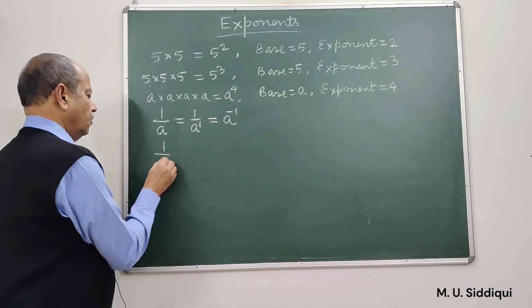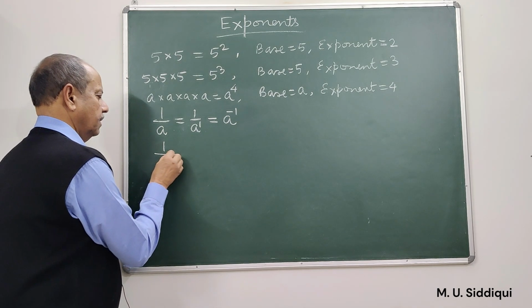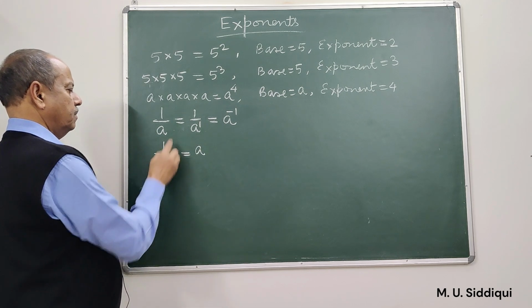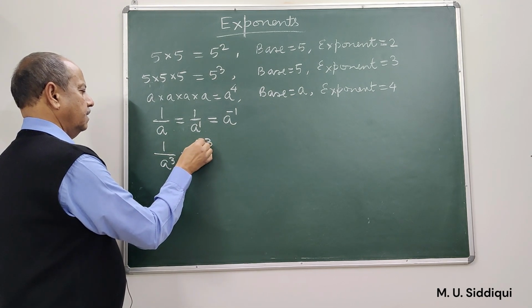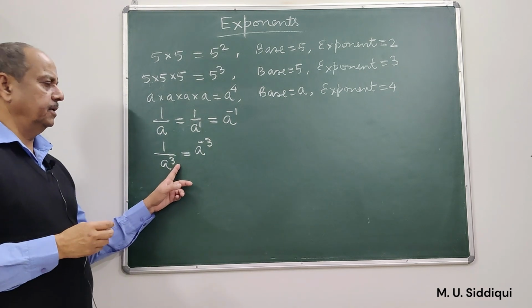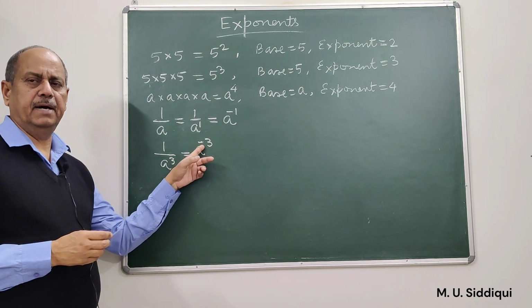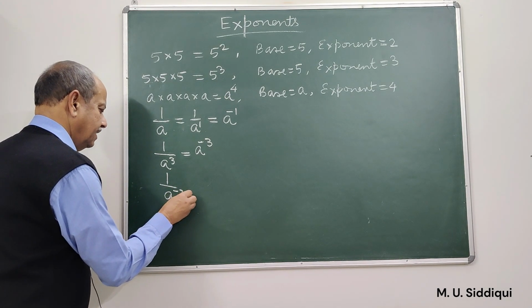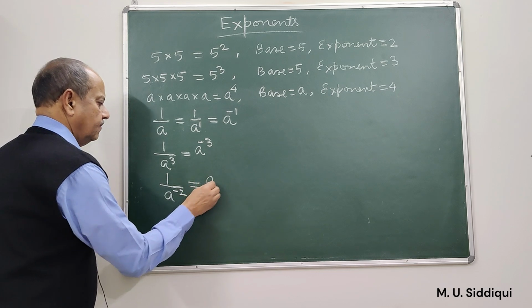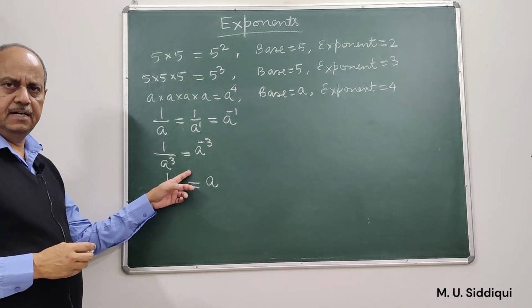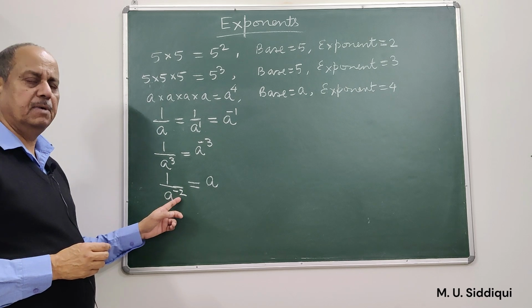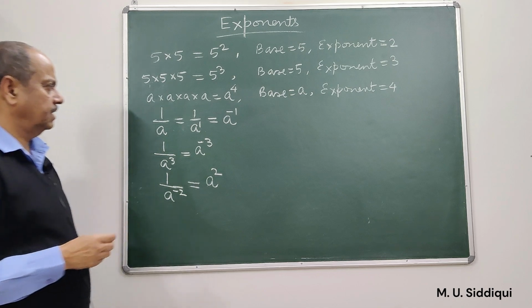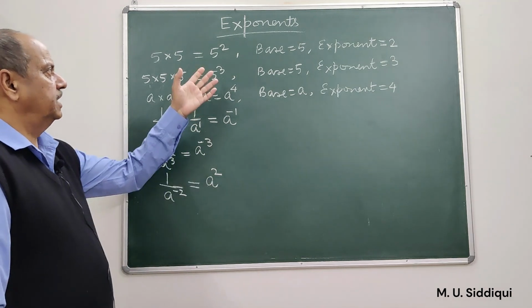If it was 1 upon a raised to power 3, you take it to the numerator and write a raised to power negative 3, because the exponent changes its sign, it becomes minus 3. If it was 1 upon a raised to power minus 2, this will go to the numerator and the exponent will change its sign from minus 2 to plus 2. It will be positive 2 here. So this is the way we represent these things.